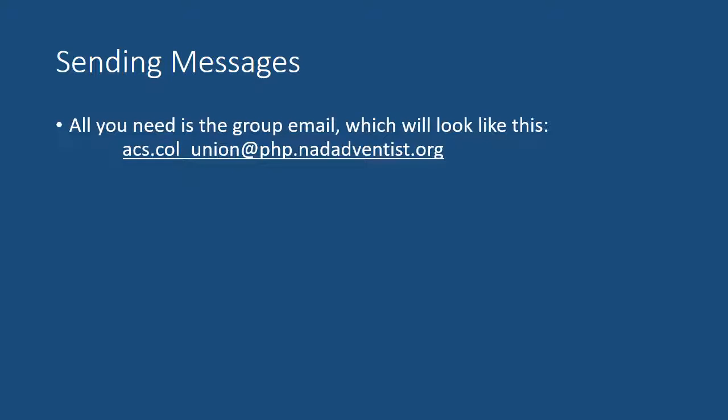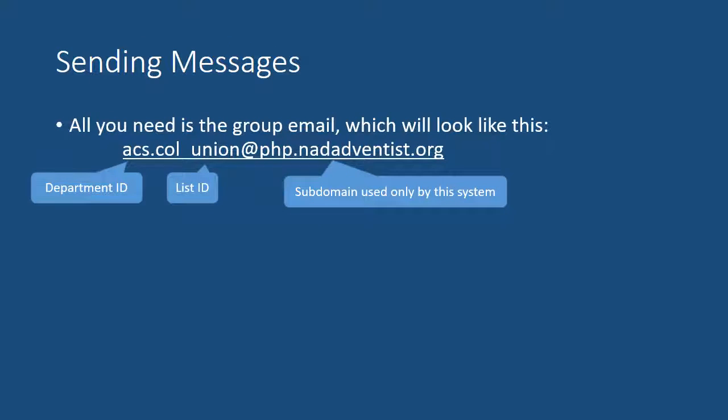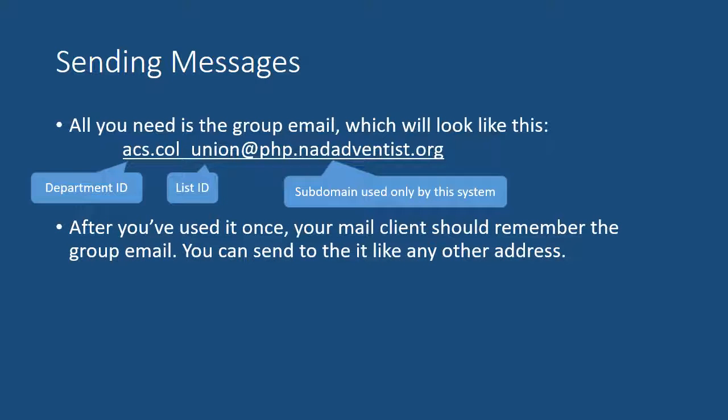Sending messages to your groups is really simple. All you need is the group email address. Each address has several parts. It starts with a few letters identifying your department, then contains a short list ID. The domain, or the last part of the email, is set up on a special subdomain within the North American division. Once you've used a group email, it will be stored in your mail client's memory like any other address. So it's easy to use again.